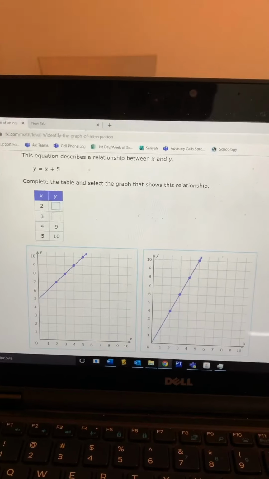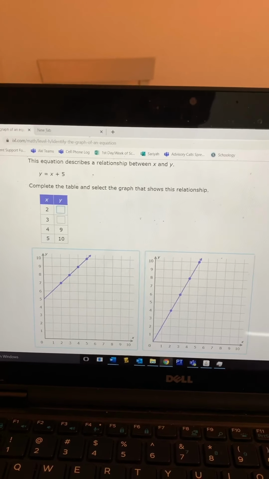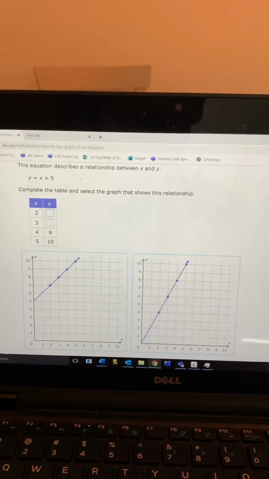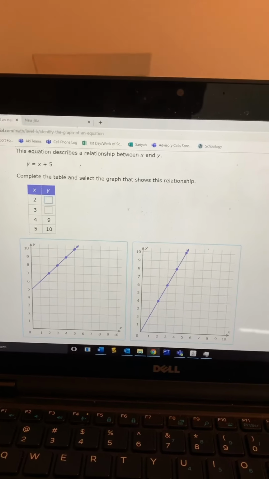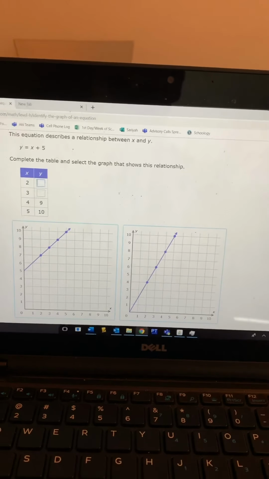So for this next IXL lesson, we're going to be identifying graphs of two variable equations and using tables to help us out. And actually the best way of helping you do these questions is, I think, showing you the questions on a computer. So let's give it a shot. All right, guys, let's check out this first problem. This equation describes a relationship between x and y. Y equals x plus 5. Complete the table and select the graph that shows this relationship.